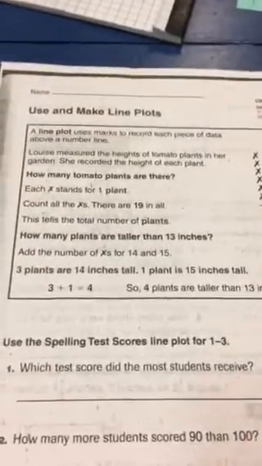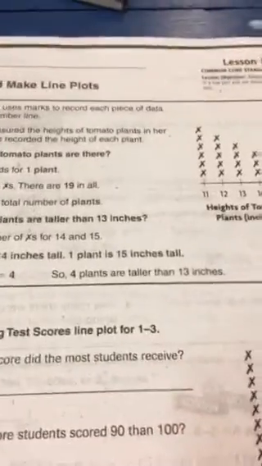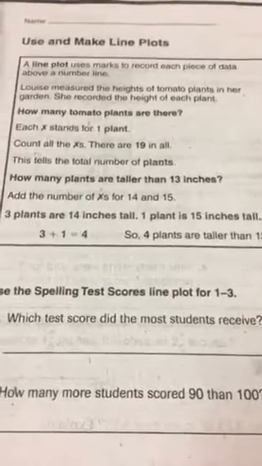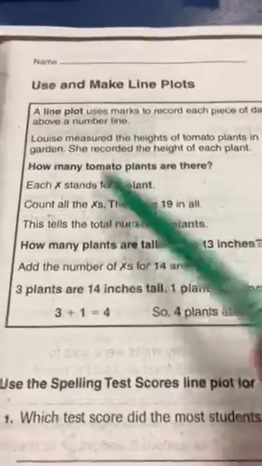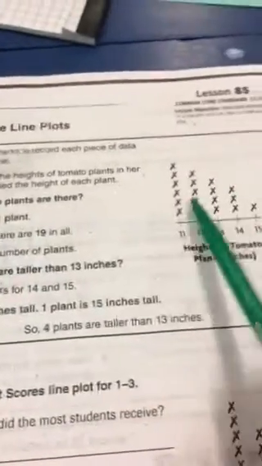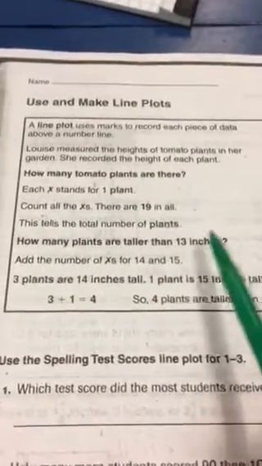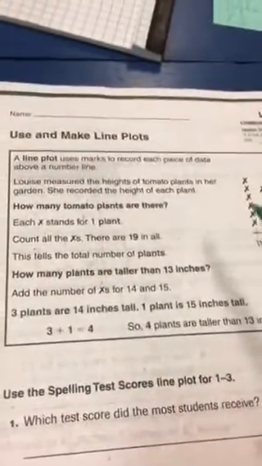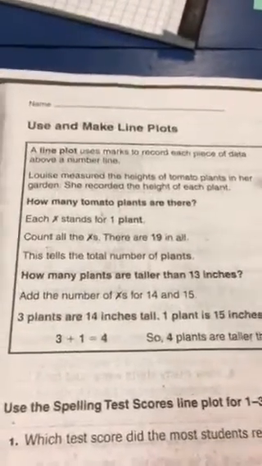Okay, we are going to review the use and make line plots sheet that you did yesterday. You should have your paper and a red pen to go over this and mark the corrections. If you looked at the example, it was pretty clear. This is about the tomato plants, right? Height in inches. And one of the questions, when I tell you guys to look at this, sort of reteaches you super quickly what it is you need to know to do this.